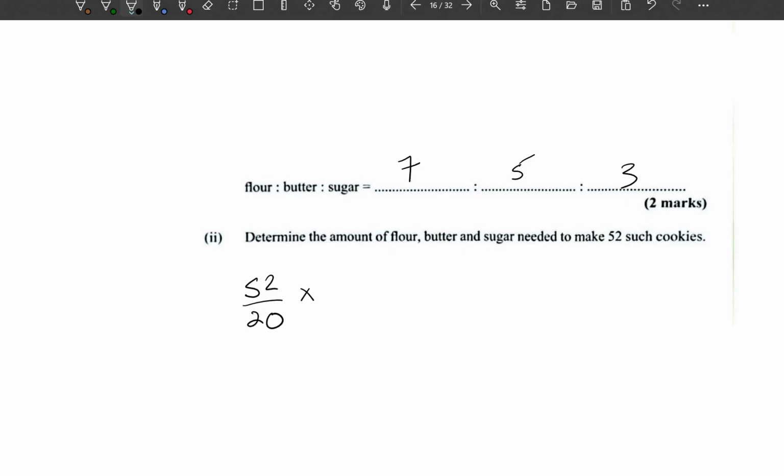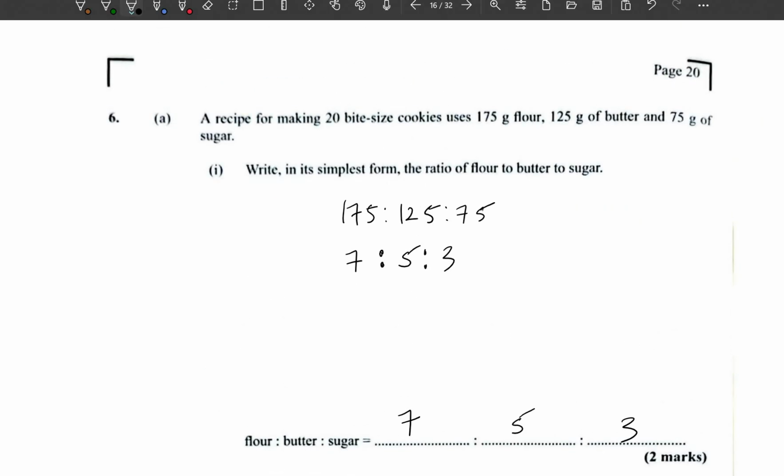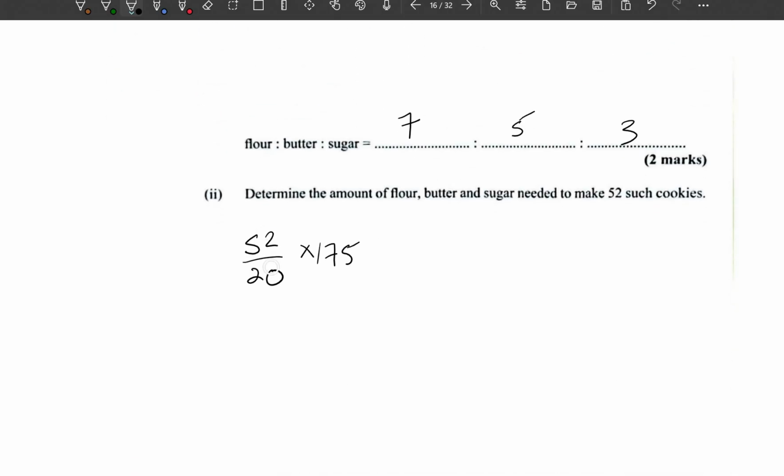So we know that 20 would have taken 175 grams of flour, 125 grams of butter, and 75 grams of sugar. So we then use that ratio, this 52 over 20, because that's how much more we need to determine the amounts. So that's 52 over 20 by 175, 52 over 20 multiplied by 125, and 52 over 20 multiplied by 75. Right, so let's work this out on the calculator.